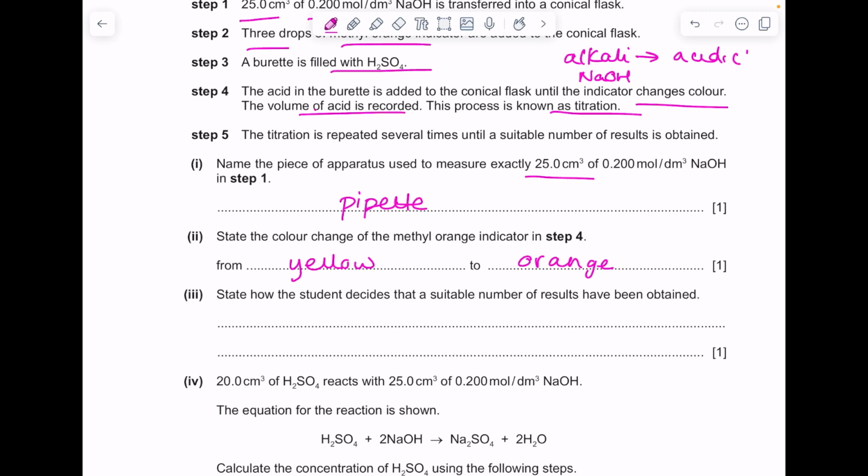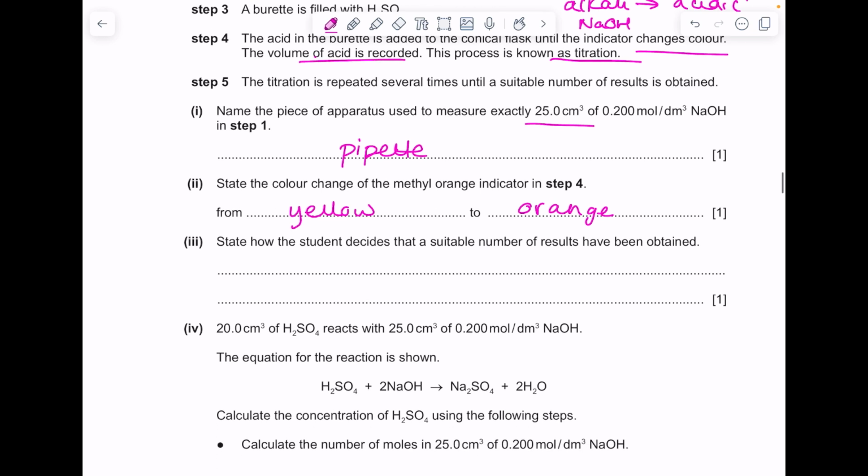State how the student decides that a suitable number of results has been obtained. It's all about getting concordant results, so that means at least 2 results are within 0.2 centimeters cubed or less.